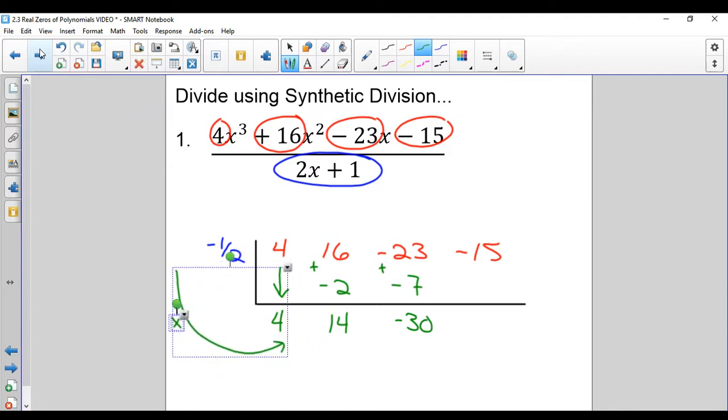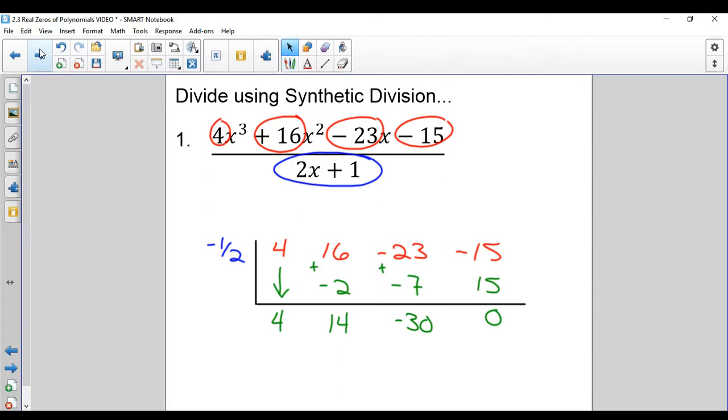Again, repeat the process. I'm not going to draw this out again, but we get negative 1/2 times negative 30. We get a positive 15. We get a 0 at the end. That last number is going to be your remainder. It comes out even, which is nice.